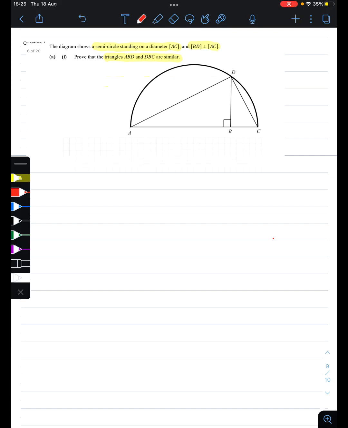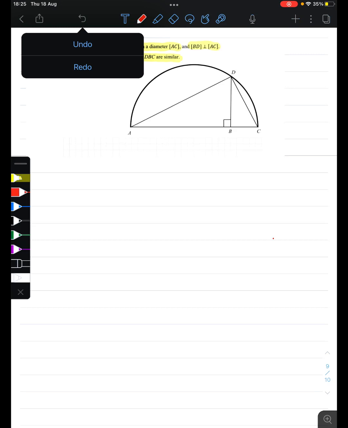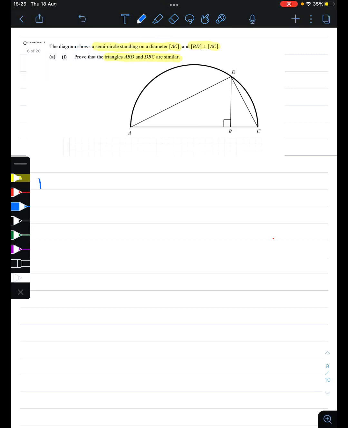So first of all, what does it mean for triangles to be similar? Triangles are similar if they have equal angles.